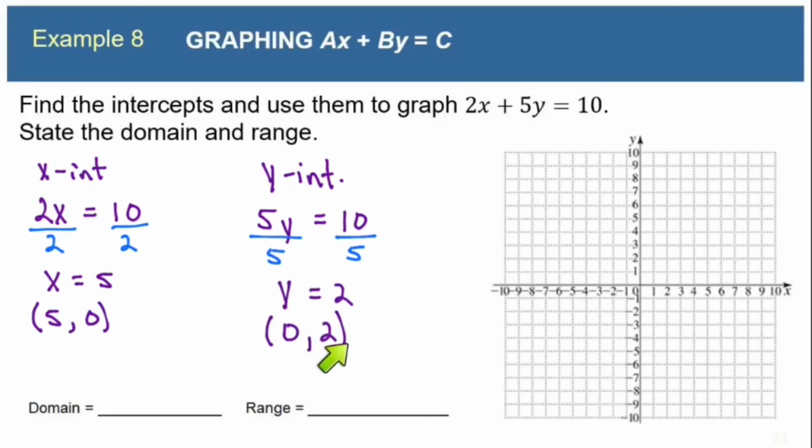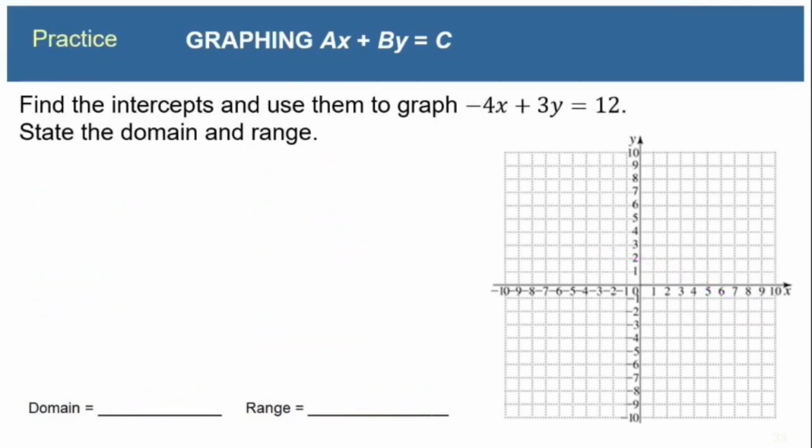Okay, now we plot each of those points. So the x-intercept is on the x-axis, that's (5, 0), that's right here. The y-intercept is on the y-axis, that's (0, 2), that's right here. And there is the line. So if you want to graph using intercepts, that's how. And so now looking at the line, you can tell that the domain of this line will be negative infinity to positive infinity, and the range will also be negative infinity to positive infinity.